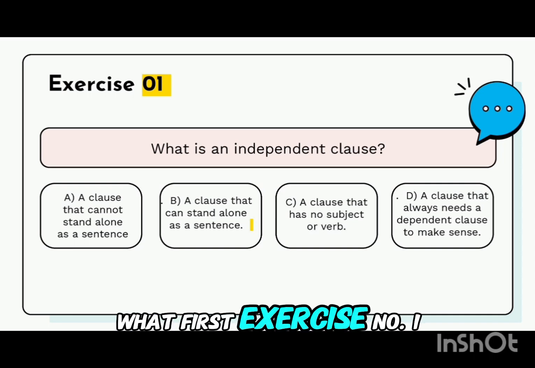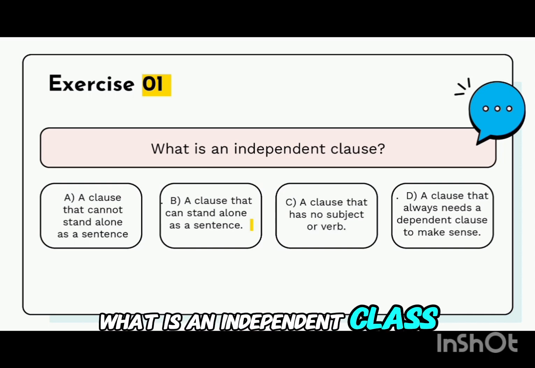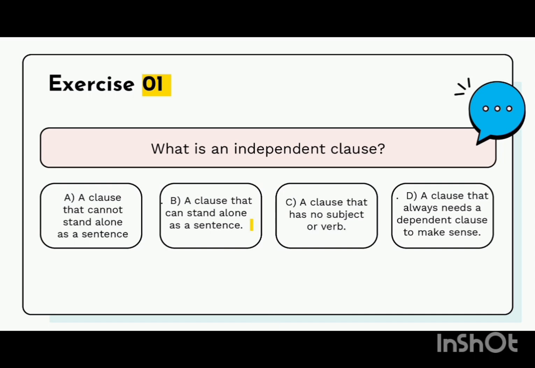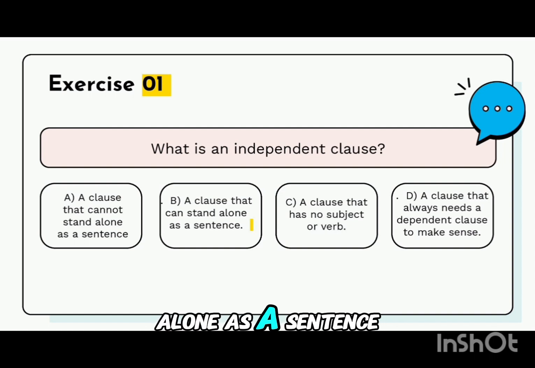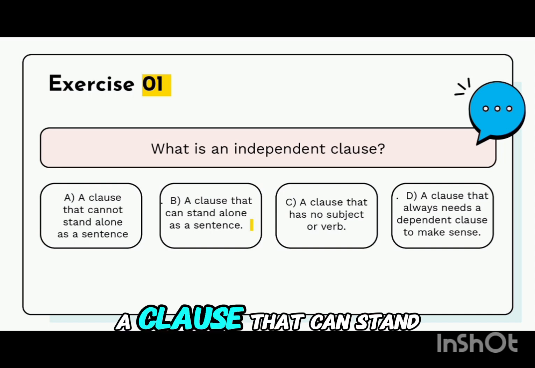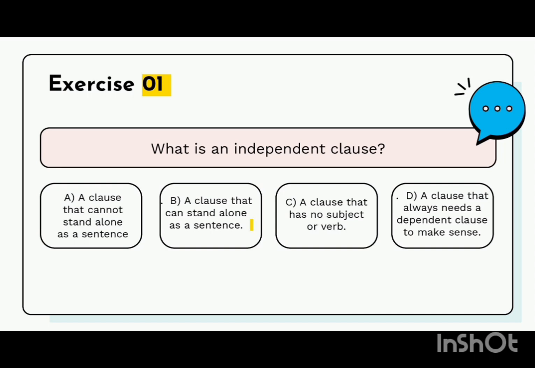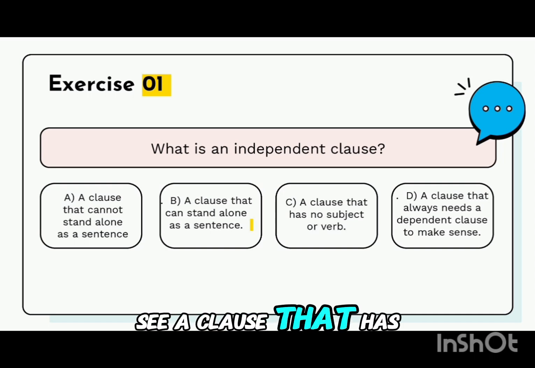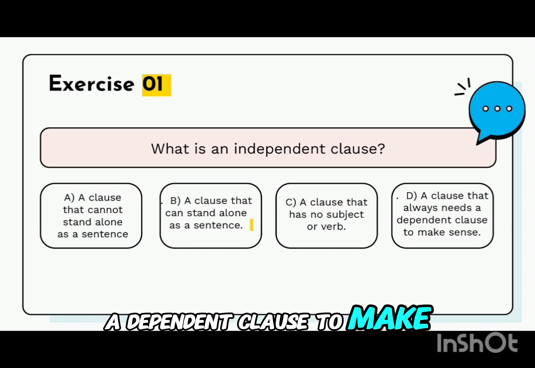First exercise, number 1. What is an independent clause? A, a clause that cannot stand alone as a sentence. B, a clause that can stand alone as a sentence. C, a clause that has no subject or verb. D, a clause that always needs a dependent clause to make a sentence.